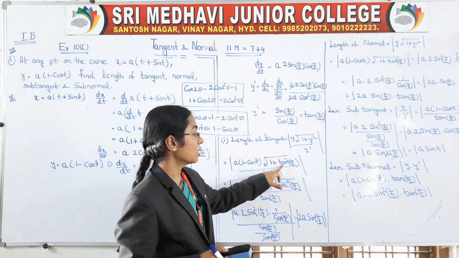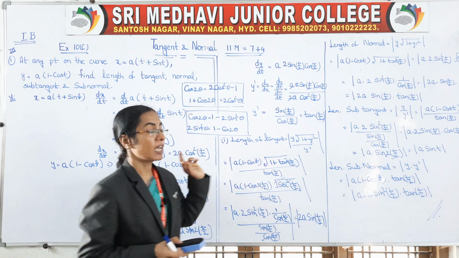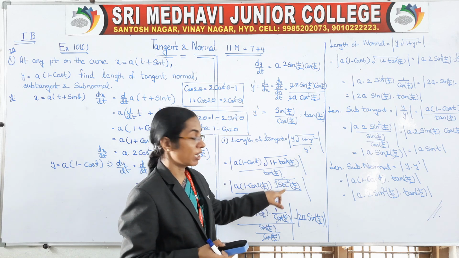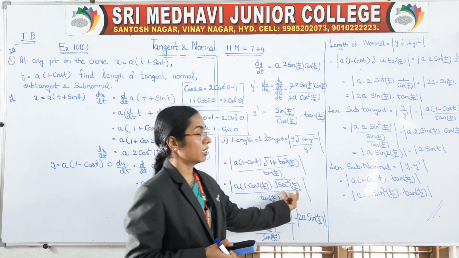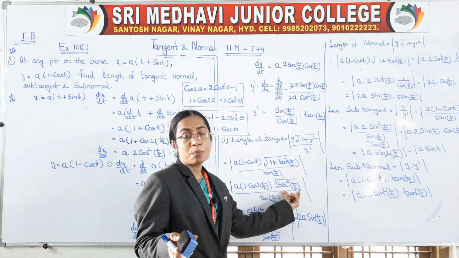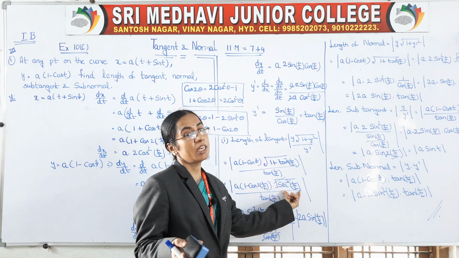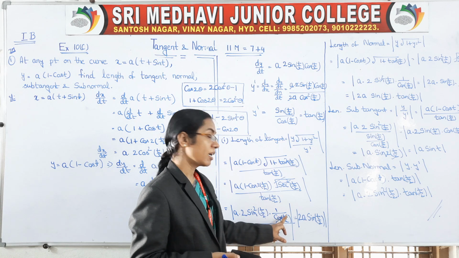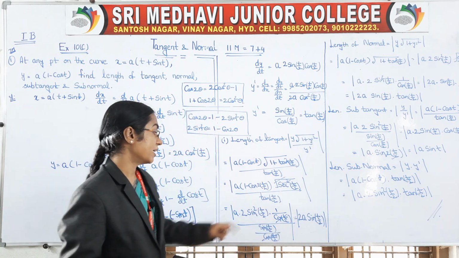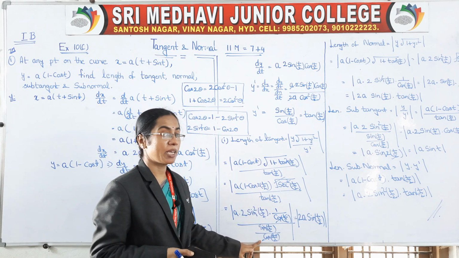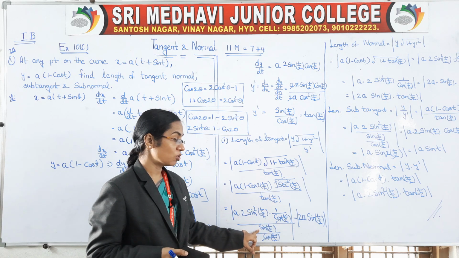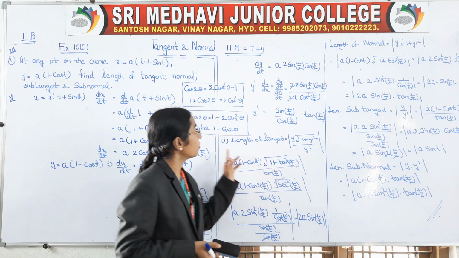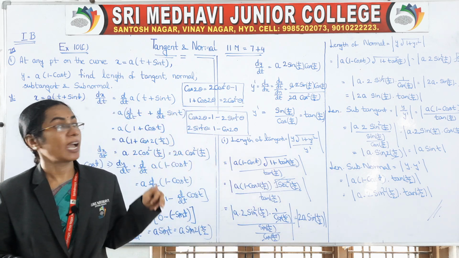Okay, and you know that by trigonometry 1 plus tan square is secant square. Square and square root will get cancelled, and secant is reciprocal for cos. Secant can be written as 1 by cos. So 1 by cos t by 2, right? And tan can be written as sin by cos. This cos cancels, and one sin also cancels. So this is your equation, length of the tangent.